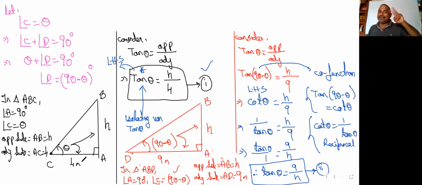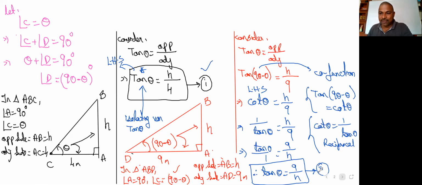Right. Now we are having two equations. What are the two equations? Tan theta is equal to, what is equation 1? h by 4. This is equation 1. What is equation 2? Tan theta is equal to 9 by h. Right. We are having two equations. So see here, there are two variables and two equations.